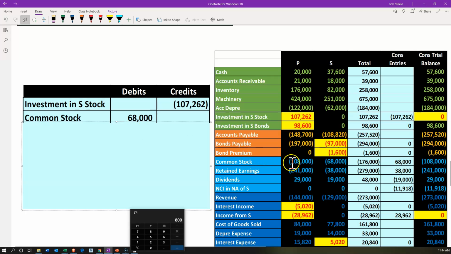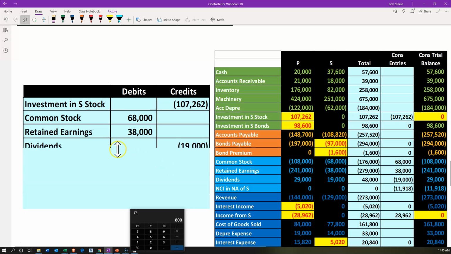Then the common stock, we're going to remove the common stock for S as is the typical procedure. So it's on the books here for S, common stock credit 68,000. We will then do the opposite thing to it, debiting it 68,000. We then have the retained earnings on the books for a credit of 38,000. To remove it, we will do the opposite thing to it, debiting 38,000. We then have the dividends on the books at a debit of 19,000. To remove it, we will do the opposite thing, which is a credit of the 19,000.